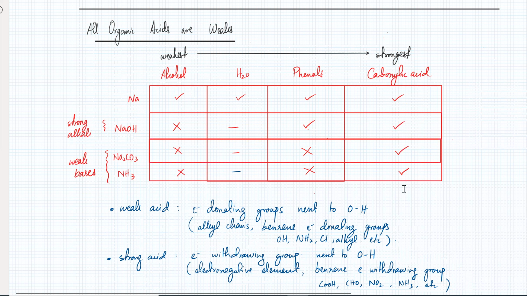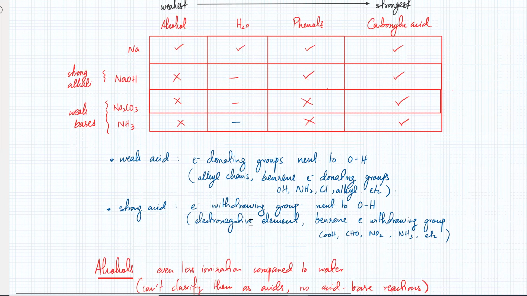Carboxylic acids, on the other hand, were perfect acids. They would react with pretty much all bases, all sorts of strong and weak bases. So phenols would react with NaOH. And what will happen if a phenol would react with NaOH?